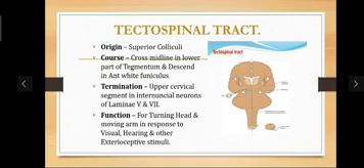And the next tract is tectospinal. It originates in the superior colliculus, and it crosses midline in the lower part of tegmentum, that is the part of midbrain, and descends down in the anterior white funiculus. Termination: it terminates in the upper cervical segment in layers 5 and 7. Its function is turning head and moving arm in response to visual, hearing and other exteroceptive stimuli.